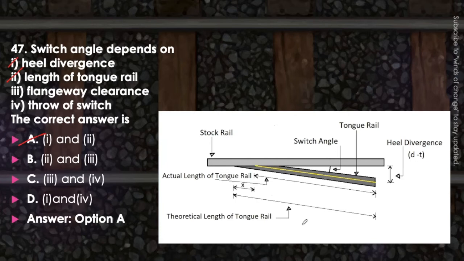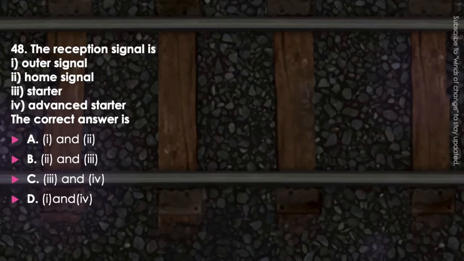You can watch this picture, it is clearly showing the switch angle. This is the tongue rail and this one is the heel divergence. Next question. The reception signal is outer signal, home signal, starter, or advanced starter. Correct answer is first and second, second and third, third and fourth, or first and fourth. We are talking about the reception signal.